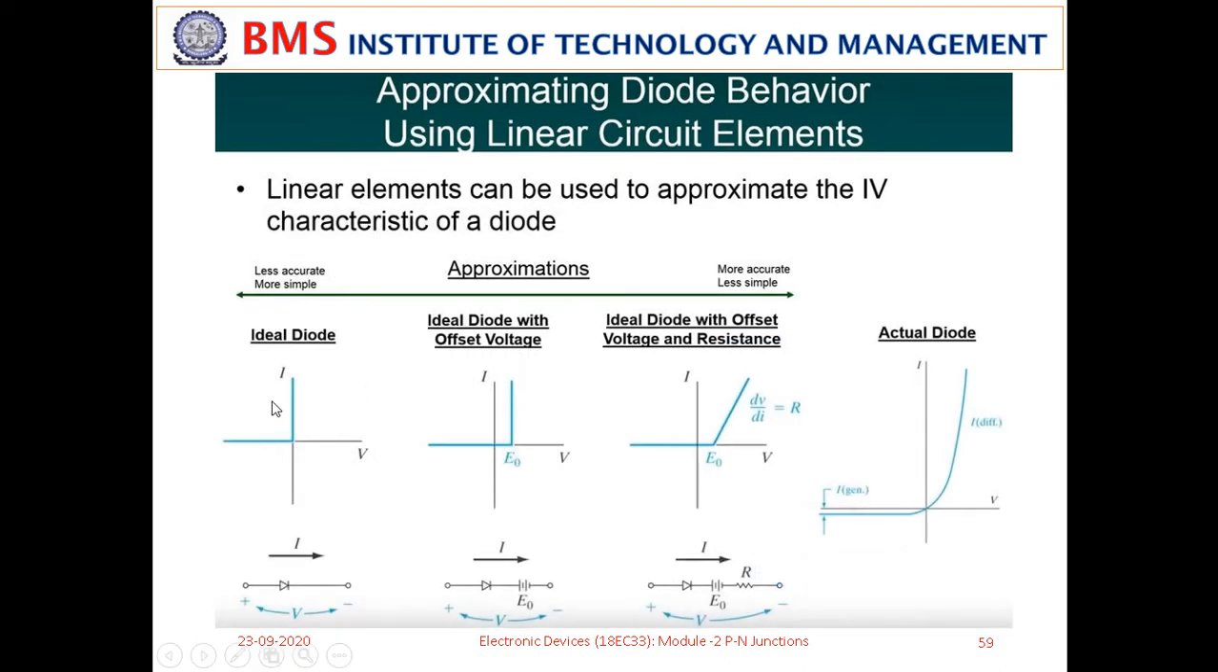So, these are the 3 approximations, including this one, there are 2 other approximations that you are seeing. This first one is more simple and less accurate. It shows that a diode is a one-way device. It conducts current in the forward direction, that is in forward bias, and does not conduct current in the reverse direction. If you observe the actual characteristics and this ideal diode model, they are totally deviated.